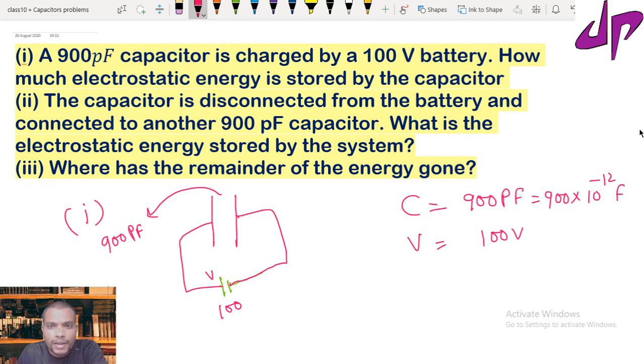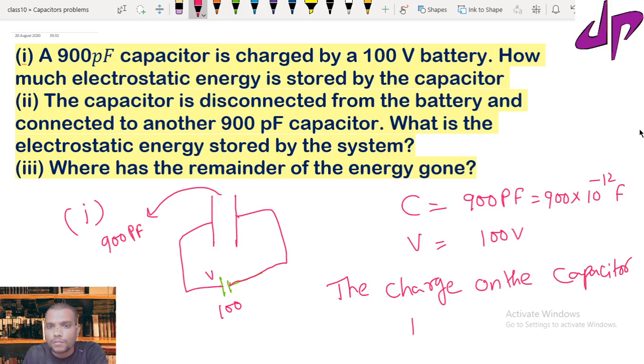Now I would like to know what is the charge on the capacitor plate. To find out the charge, you can use this relation. Capacitance of a capacitor C equals Q upon V. Therefore, Q equals C times V.